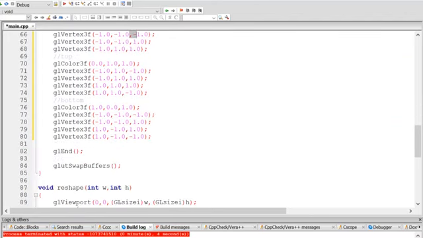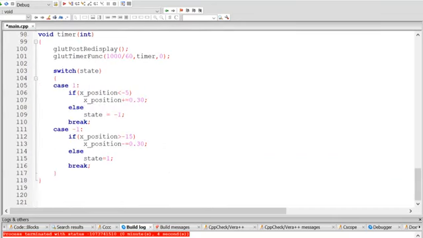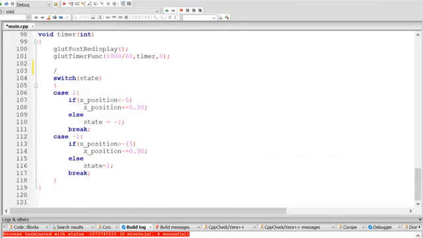So I've specified the geometry. One more thing I'll change here is that I'll comment out this switch block. We will not use any animation so that you can have a good look at the geometrical figure that we get here.